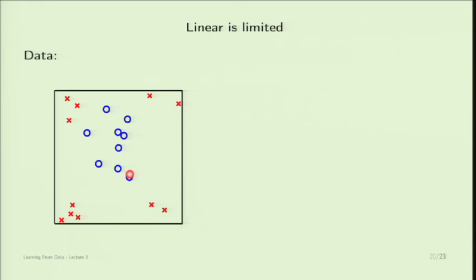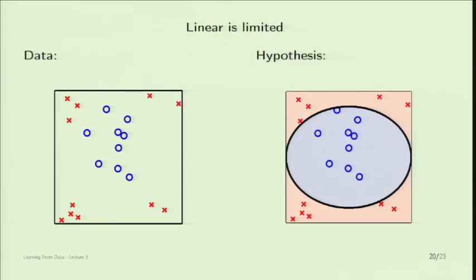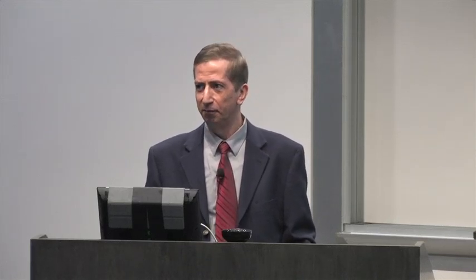You can look at this and say, okay, I can see the pattern here: closer to the center you have blues, closer to the periphery you have reds. So it would be very nice if I could apply a hypothesis that looks like this. Yes, the only problem is that that's not linear. We don't have the tools to deal with that yet.